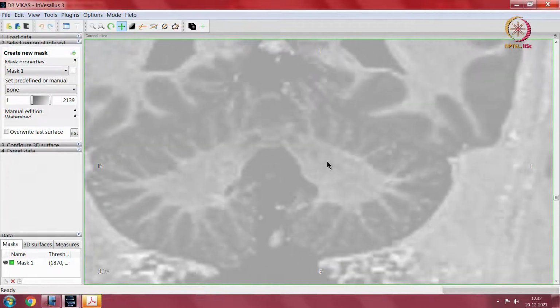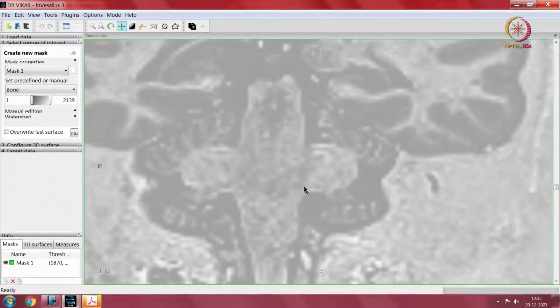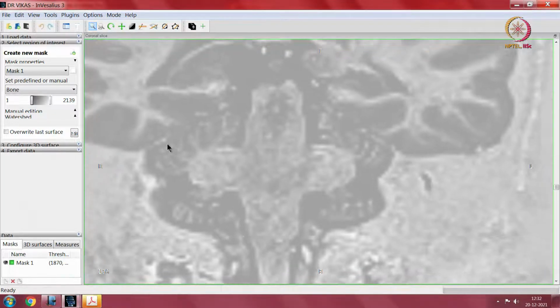So, cerebellar hemispheres, then this is the connection. So, this is the brainstem, connections to the brainstem, these white structures are connections to the brainstem. The central thing is the brainstem as such. I will reduce zoom.